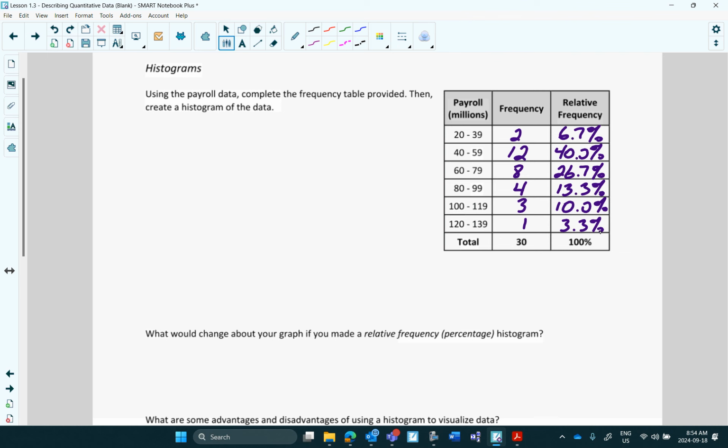So let's do the actual histogram. First of all, I want to title it like I title a bar graph. So I'm just going to put 2002 MLB, which stands for Major League Baseball, payrolls. And then I'm going to have a vertical and horizontal axis. The vertical has to start at 0, the horizontal does not. Okay, just remember that when we do graphs like this.